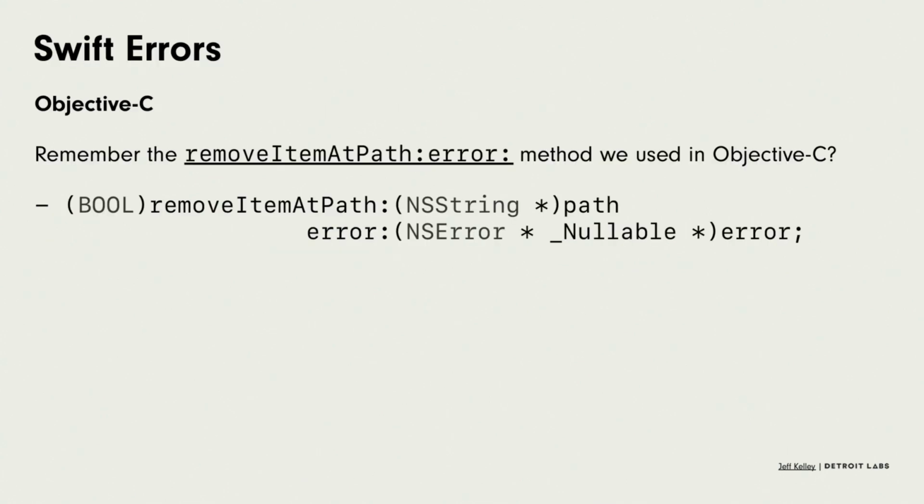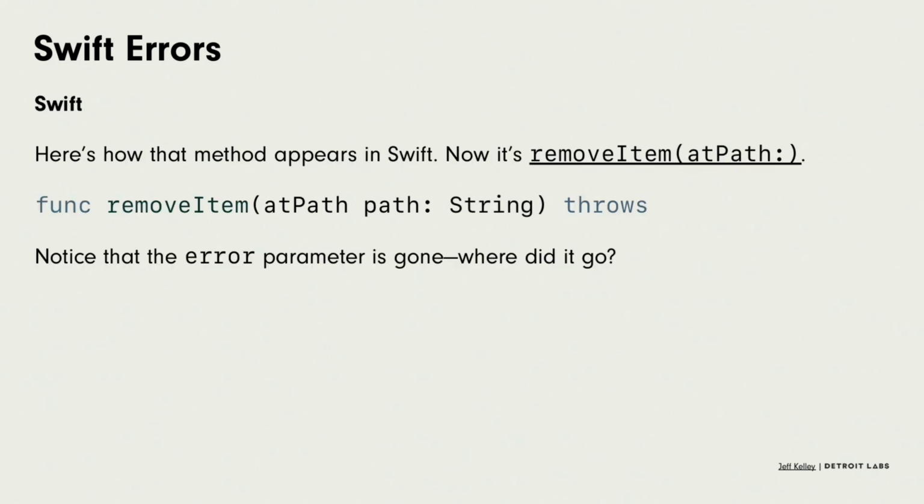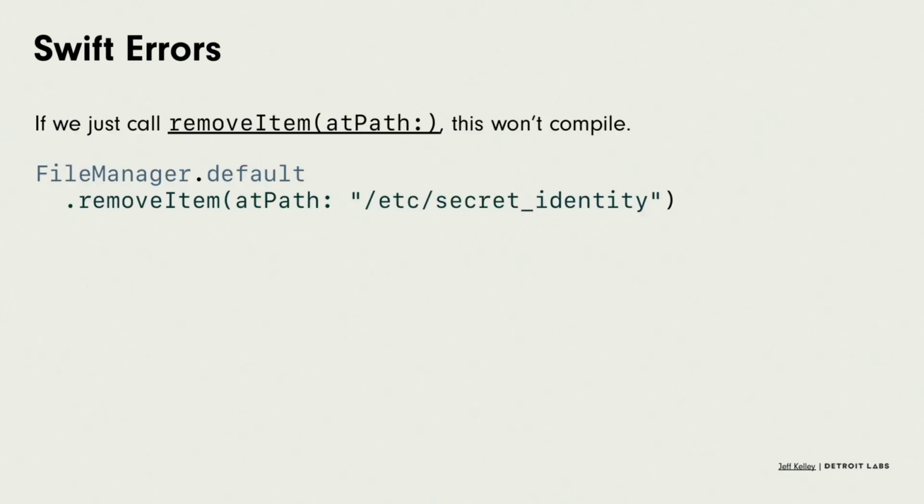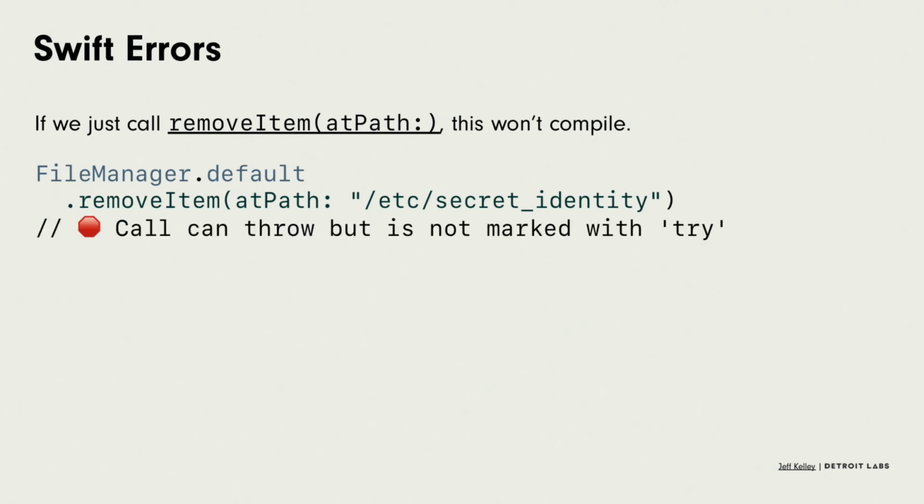Well, let's look at this method from before. We have an NSFileManager that has a removeItem(atPath:error:) method. Now in Swift, that's just called removeItem(atPath:), and there's no error parameter. But it has this thing called throws on it. I'm sure a lot of people here have used things with throws. If you want to call this, make a file manager, call removeItem(atPath:), this won't compile because it's not marked with try.